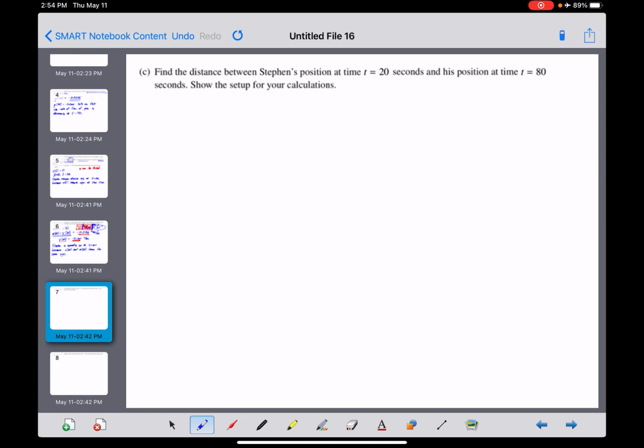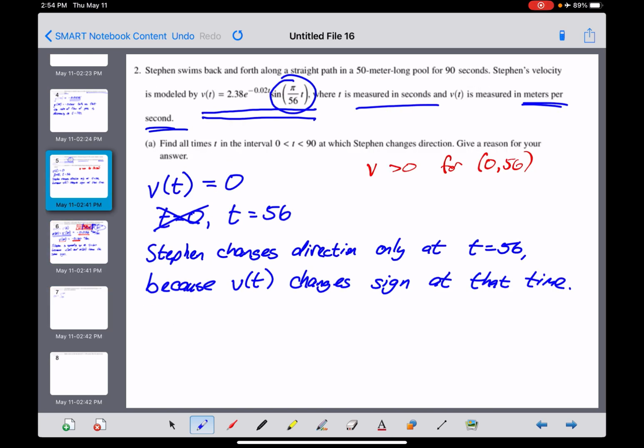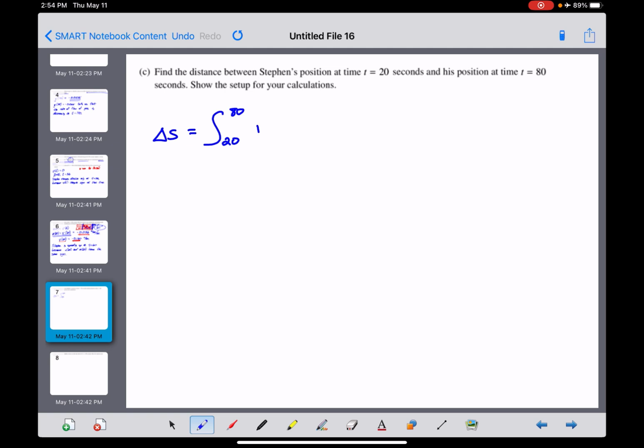Regardless, though, I'm thinking too far ahead. We're just trying to find a displacement, the difference or distance between two positions, guys. So that's what we're looking for. And the formula for delta S, displacement here, is simply the integral from 20 to 80 of his velocity function, which was called v of t, was it not? It was. So from 20 to 80, this is going to give us the change in position for Stephen's position from 20 to 80.